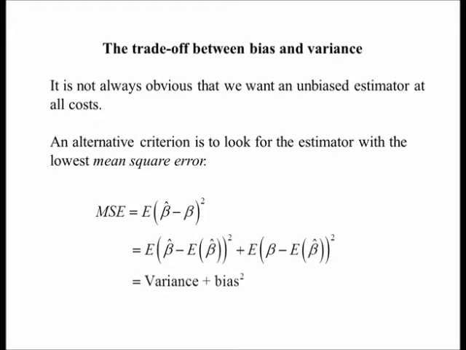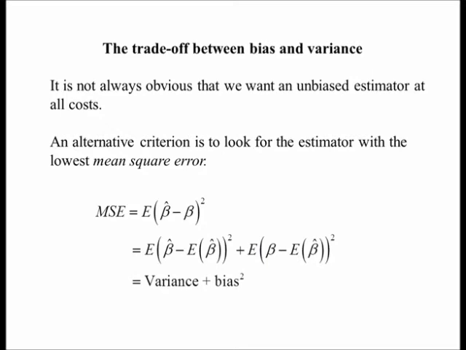If we multiply this out, then we can write it as the sum of the variance, the expected value of beta hat minus its expected value squared, plus the expected value of beta hat minus beta, all squared. It's a little bit of algebra to get us to that point, but it's not actually too difficult. It just takes a few lines to work it through. I suggest you work it through as an exercise if you're interested.